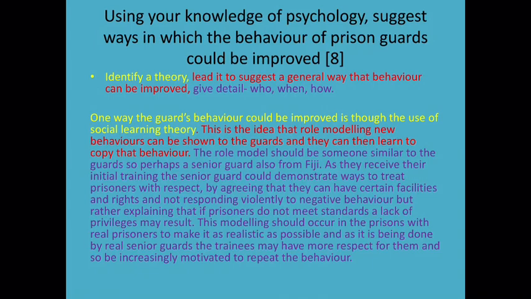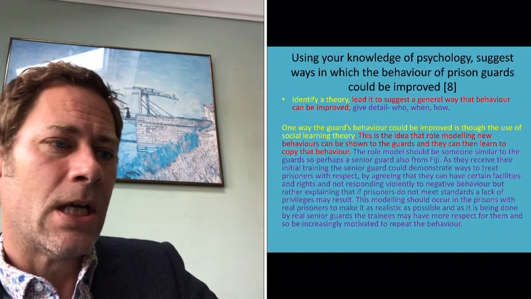The role model should be someone similar to the guards, so perhaps a senior guard also from Fiji. As they receive their initial training, the senior guard could demonstrate ways to treat prisoners with respect, by agreeing that they can have certain facilities and rights and not responding violently to negative behaviours, but rather explaining that if prisoners do not meet standards, a lack of privileges may result. Perhaps they could also demonstrate, just occurred to me, that if instructed to be violent to prisoners, they could turn around and say, thank you for the advice, sir, but I feel this would be a better way to demonstrate it that doesn't abuse their civil rights.